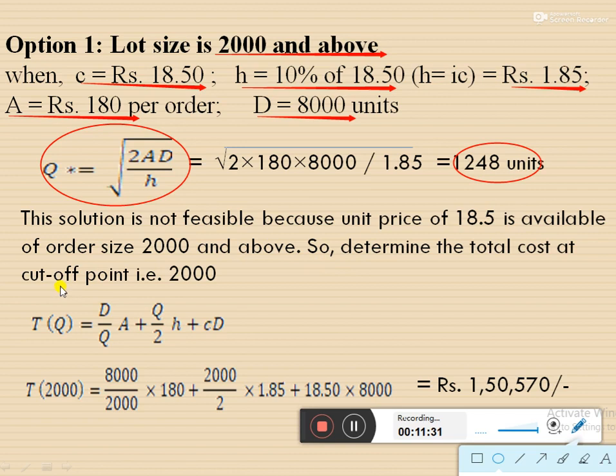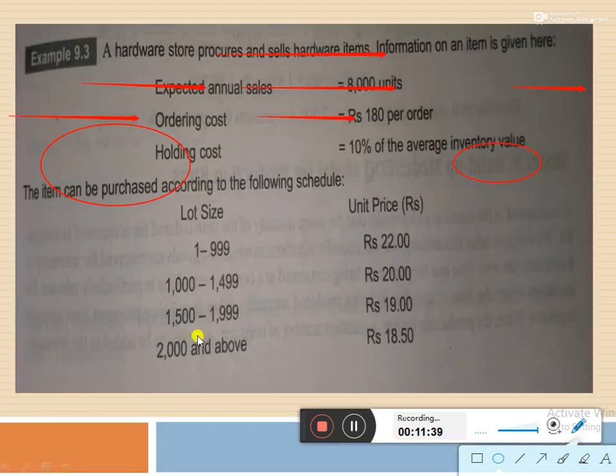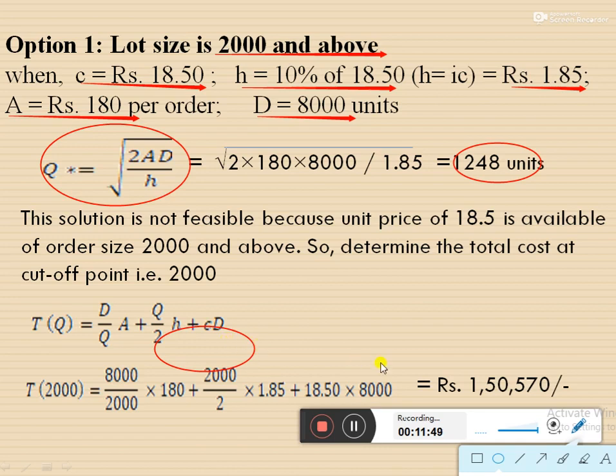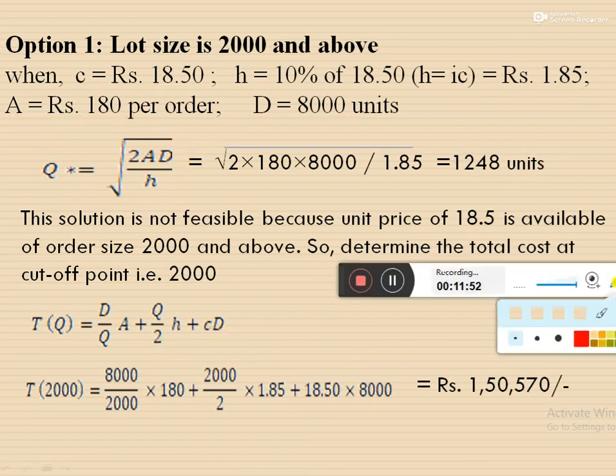So to determine the total cost, we would consider the cutoff point. In this case the cutoff point is 2000. As you can see here, the cutoff point in this case is 2000 and above. So we would consider the cutoff point equal to 2000 to calculate the total cost. For that purpose we would consider 2000 as the economic order quantity, and in place of Q we are going to use 2000. So when the order quantity is equal to 2000, what would be the total cost?